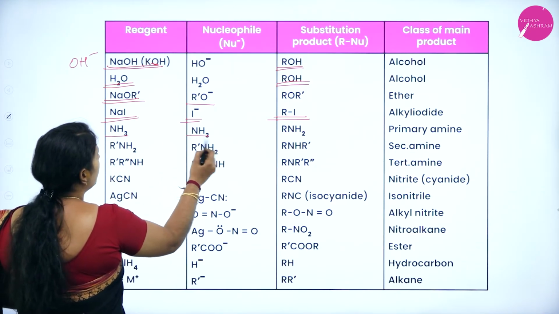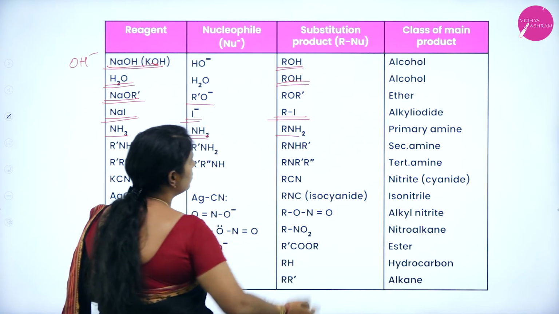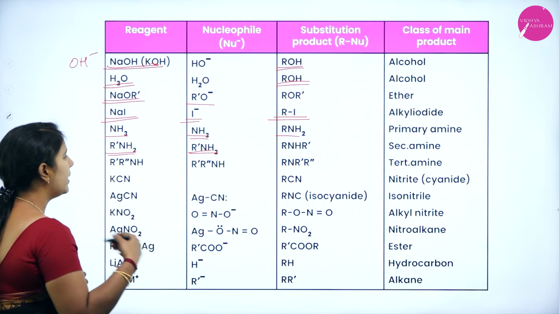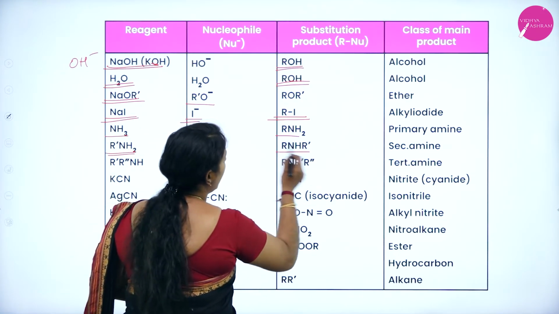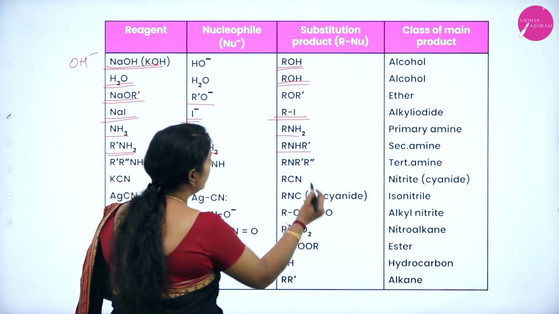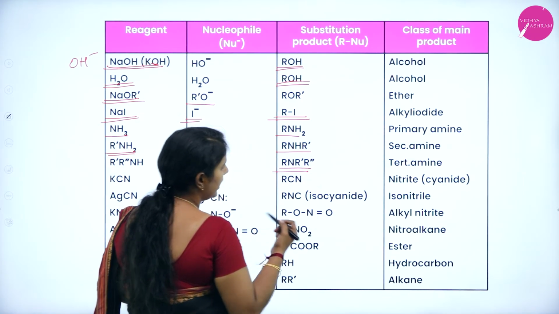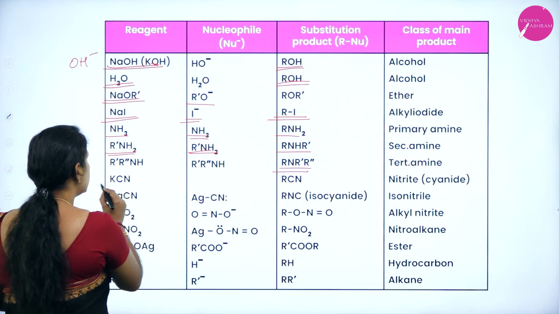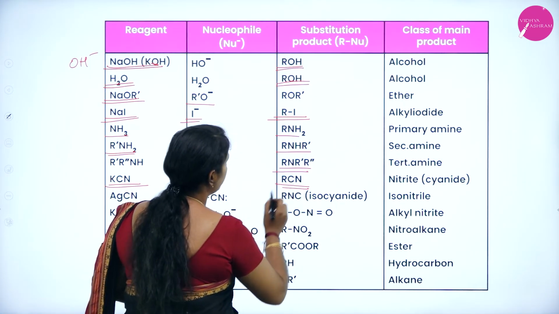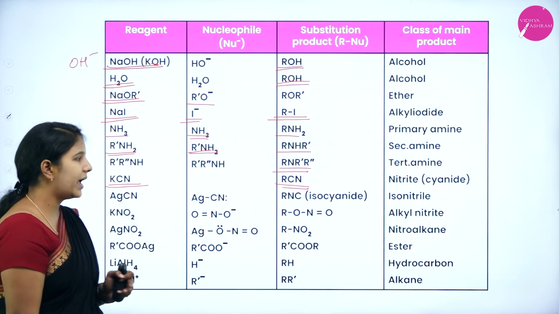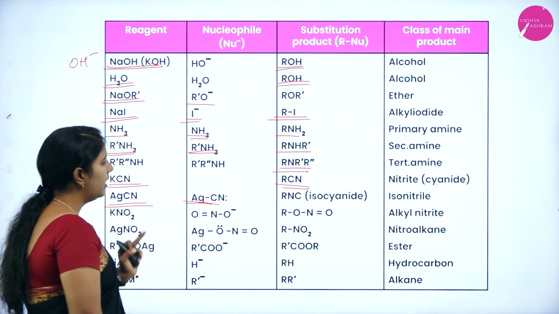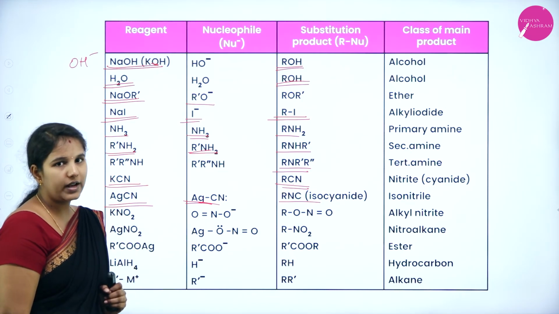If you take ammonia, ammonia itself is a nucleophile and it forms RNH2, which is a primary amine. Similarly, if you take RNH2, the nucleophile is RNH2 itself, it forms R2NH, a secondary amine. Then it forms R3N, a tertiary amine. If you take KCN as a reagent, K is replaced to form RCN, which is a nitrile or cyanide. Similarly, if you take AgCN, Ag and CN form the nucleophile, so it forms isocyanide or isonitrile as the main product.